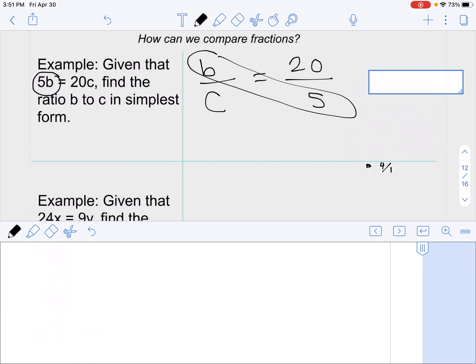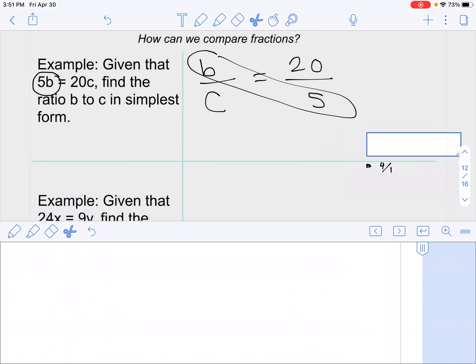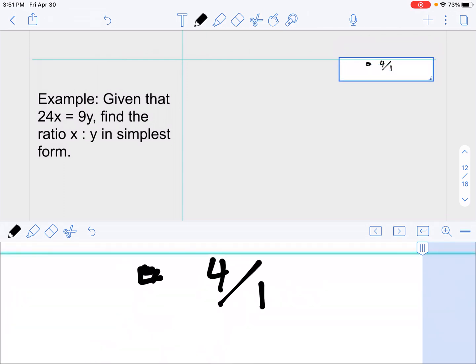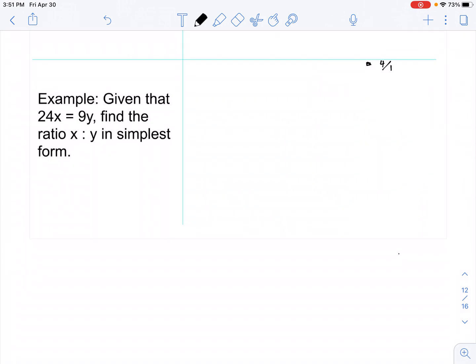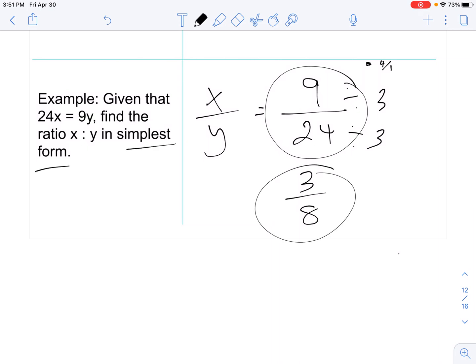So same example, x to y. Okay. So if I want x over y and it's 24x, then the 24 must be on the bottom, and the 9 on the top. And then I want to figure out, is there a way to reduce that? Well, I could divide the top and bottom by 3, and I get 3 over 8. Simplest form.